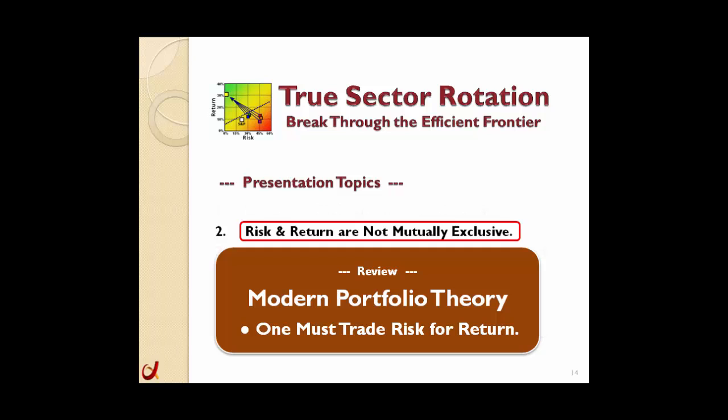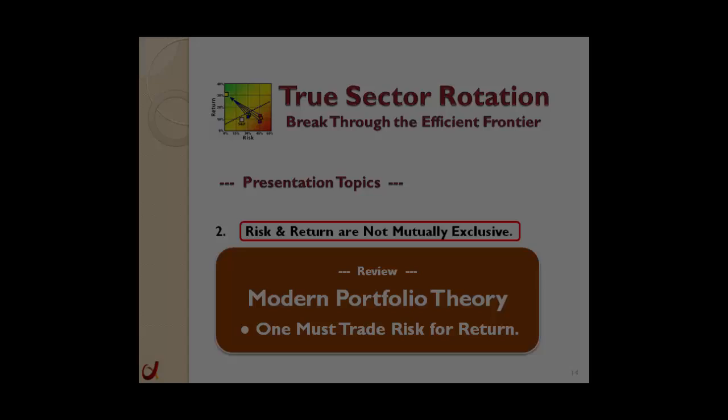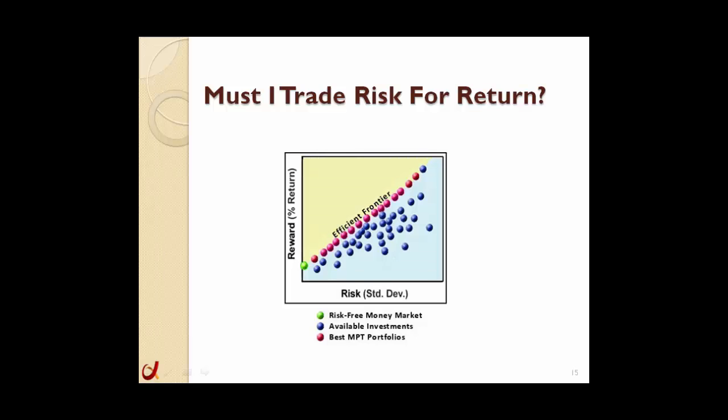Modern portfolio theory says one must trade risk for return. Let's check it out. Modern portfolio theory says if you have a risk-free money market fund here in green and other available investments over here in blue, then the best you can do is to construct portfolios along this efficient frontier line in red. In fact, modern portfolio theory says you can't make long-term portfolios in the upper left of this diagram.